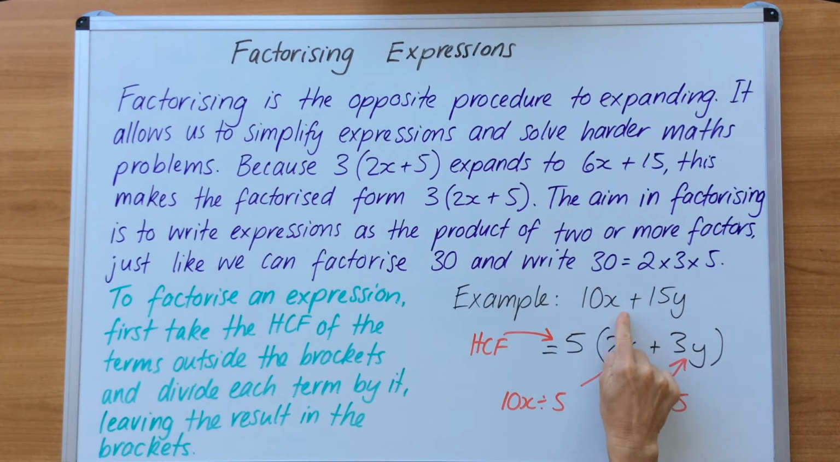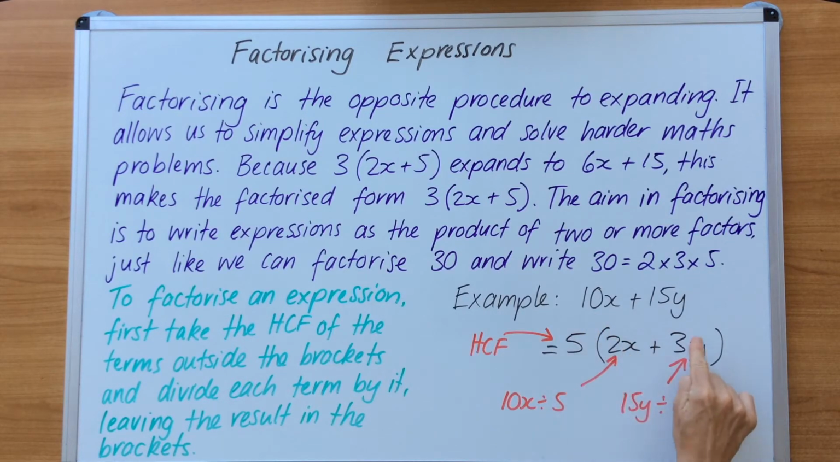Because it's a positive, there's no negatives here, the symbol in the middle here will be a positive. So what we have on the outside is the highest common factor. What we figure out goes on the inside should multiply to get this and should multiply to get this.